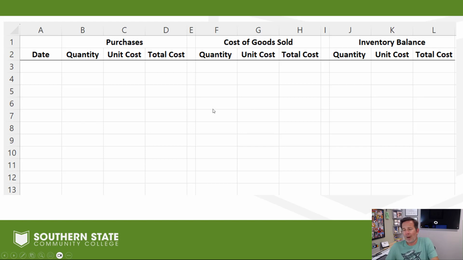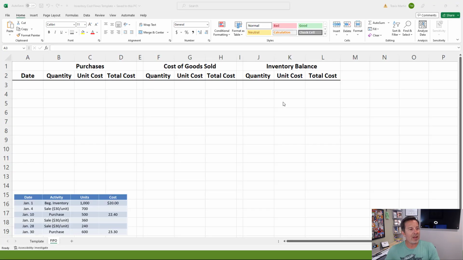And you can make this up on paper if you wanted to. I'm an Excel guy and a spreadsheet nerd, so I always do everything in Excel. And so that's where I'm going to do it. I'm going to provide you with the template, and I'm going to show you right now how we're going to use the template to do our problem. So let me go ahead and pull that up real quick. There we go, my inventory cost flow template.